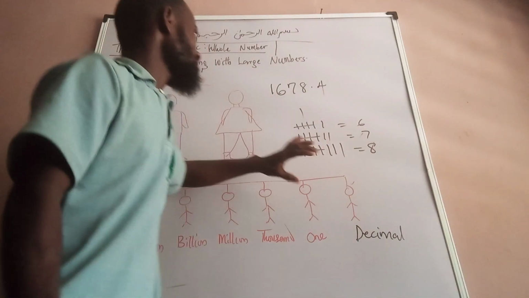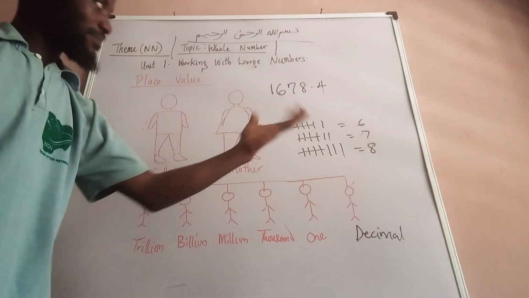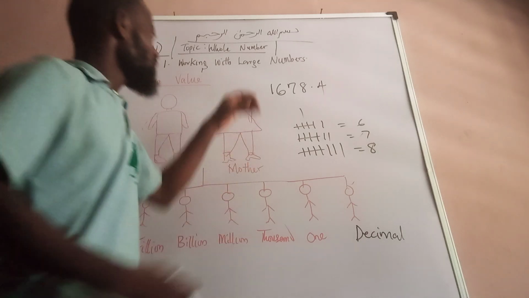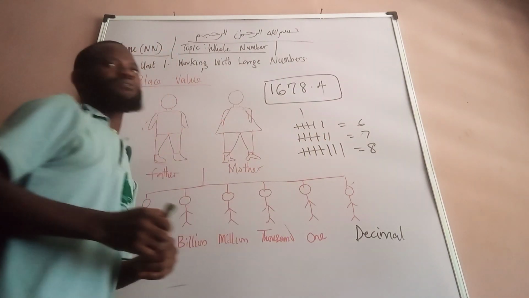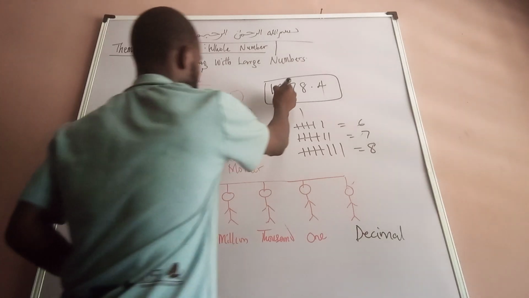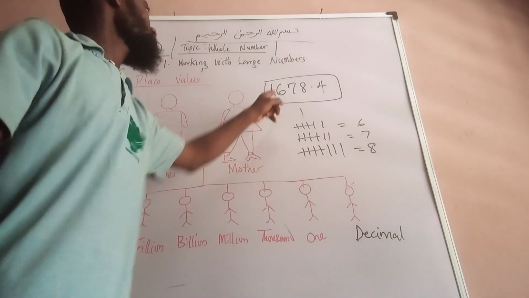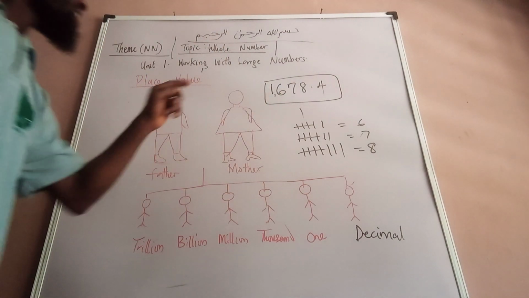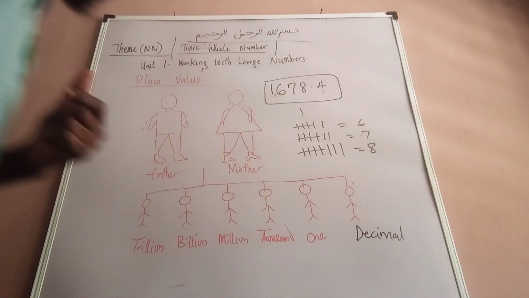Now, the same thing here. Intrinsically, 8 is bigger than 6, is bigger than 7, likewise bigger than 1. But in this number 1678, in this place, the highest value is what? The highest value is 1. This one carries the highest value. And the place value of this one here is what? It is 1000.